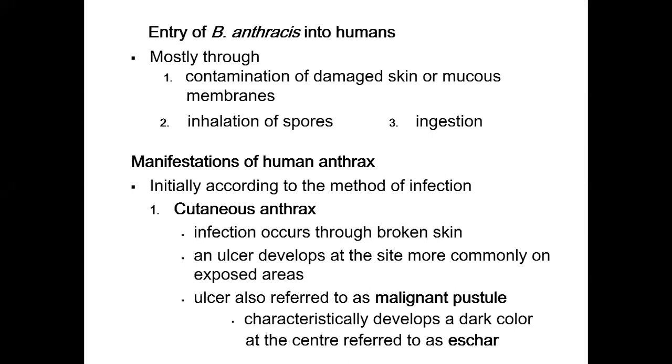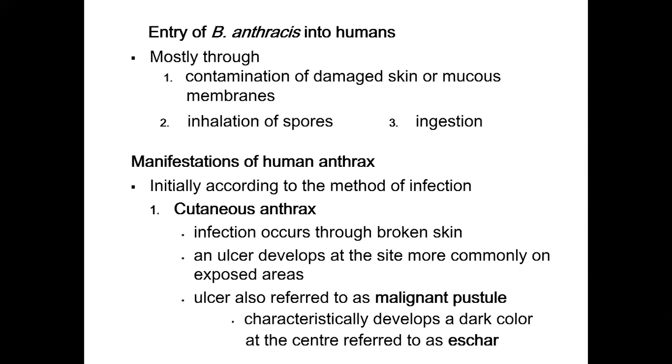So the manifestations of human anthrax will initially depend on the mode or method of infection. We mentioned the three methods. So starting with the contamination of damaged skin or mucous membrane, one would end up with a type of human anthrax called cutaneous anthrax. And this manifests as an ulcer, which develops at the site of entry where there was that small tear that got exposed to the spore. There would be an inflammatory process, and it would end up with a swelling that contains some fluid initially. And then eventually it would burst and become an ulcer.